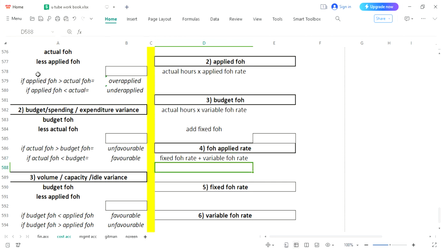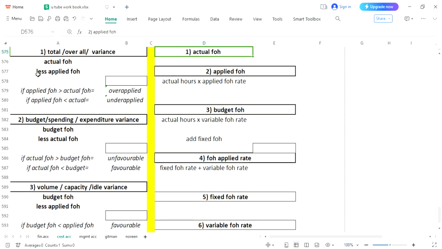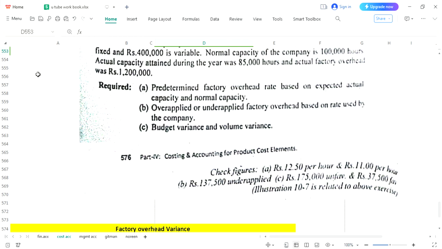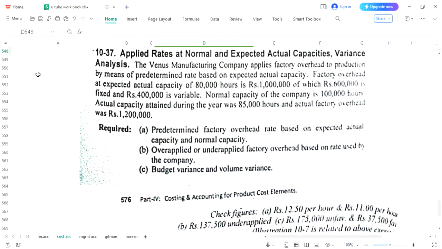Hopefully you have seen the similarity in formulas, but still the interest of this question would not be ended, because each and every question has a twist. Now let's start. Venus factory introduction, this and that, and based on actual capacity. Please note down: predetermined rate based on expected actual capacity. That means this Venus company would always be depending upon expected actual capacity.